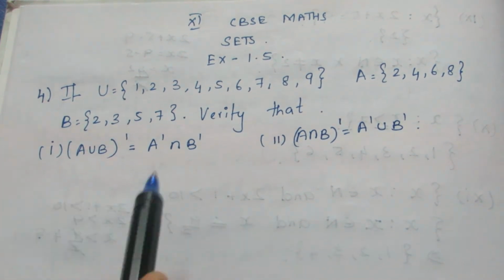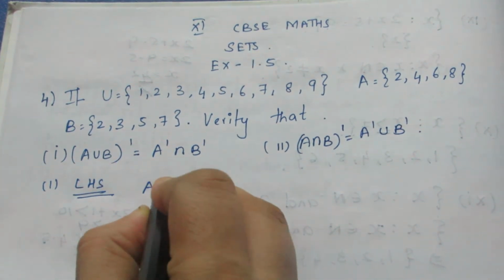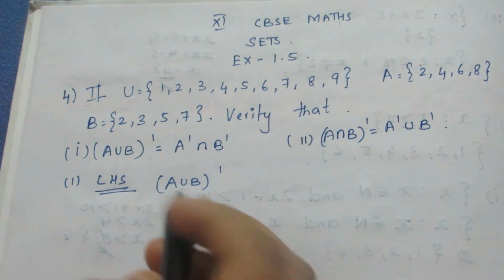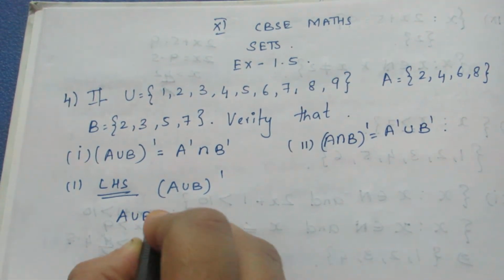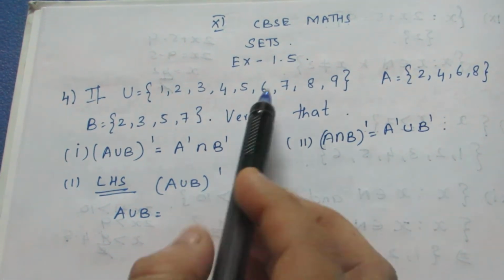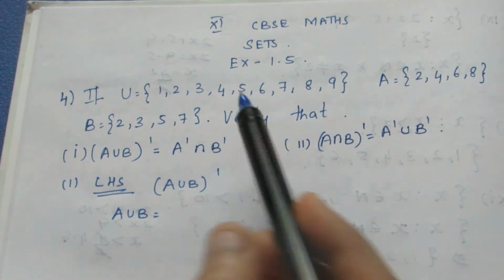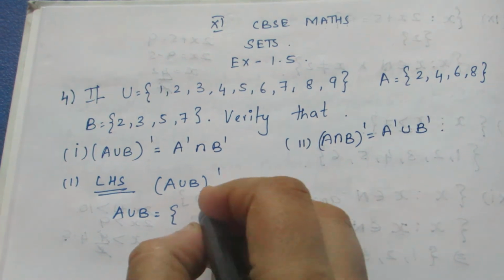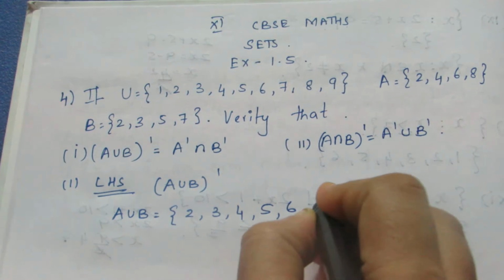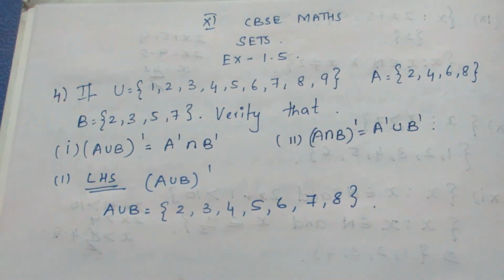In the first one, LHS. Let's take the LHS of the first one, that is (A union B) complement. For that we need to know A union B first. We always need to find the bracket first. A union B is A and B, everything we need to write but only once. So your A union B will be 2, 3, 4, 5, 6, 7 and 8. So this will be A union B.